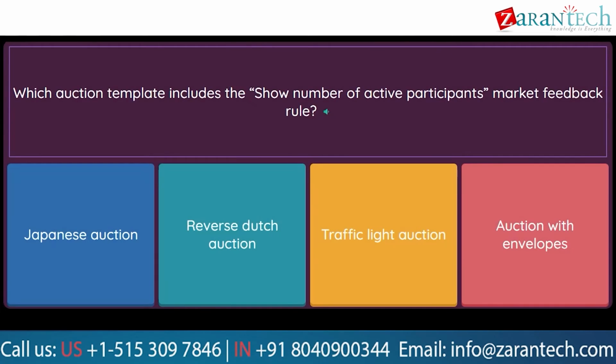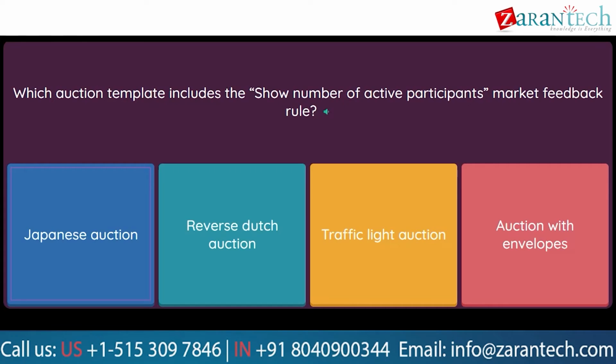Question, which auction template includes the show number of active participants market feedback rule? Option 1, Japanese auction. Option 2, reverse Dutch auction. Option 3, traffic light auction. Option 4, auction with envelopes.